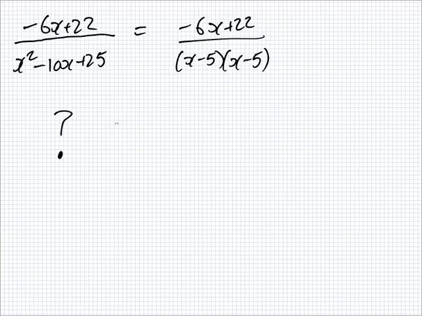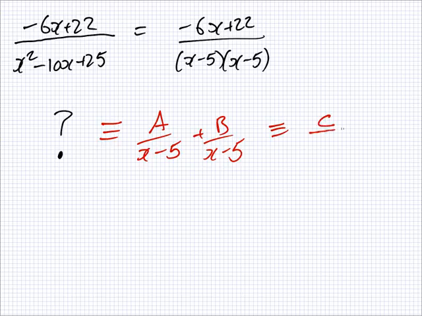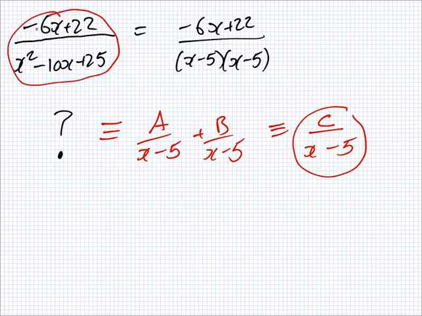We might think, oh, okay, no problem, I'll just do the same thing I did last time, which is wrong. So I'll put it in red. You might think, oh, I'll change this into a over x minus 5 plus b over x minus 5, which is the same thing as something like c over x minus 5. And no way can that be made into that. So it doesn't work this way.